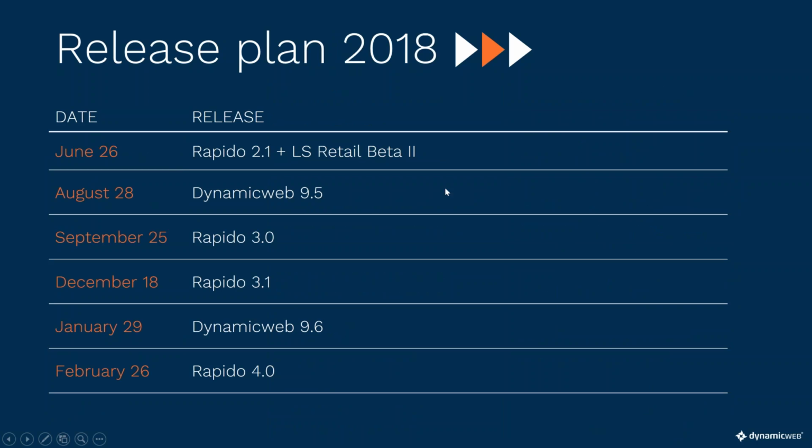The release plan for the fall is, I can see this one is not updated. You'll get a Rapido 3.0 in just 4 weeks. And 2 days after that, you'll see LS Retail. And then we have updates to Rapido and a Dynamicweb 9.6 in January.